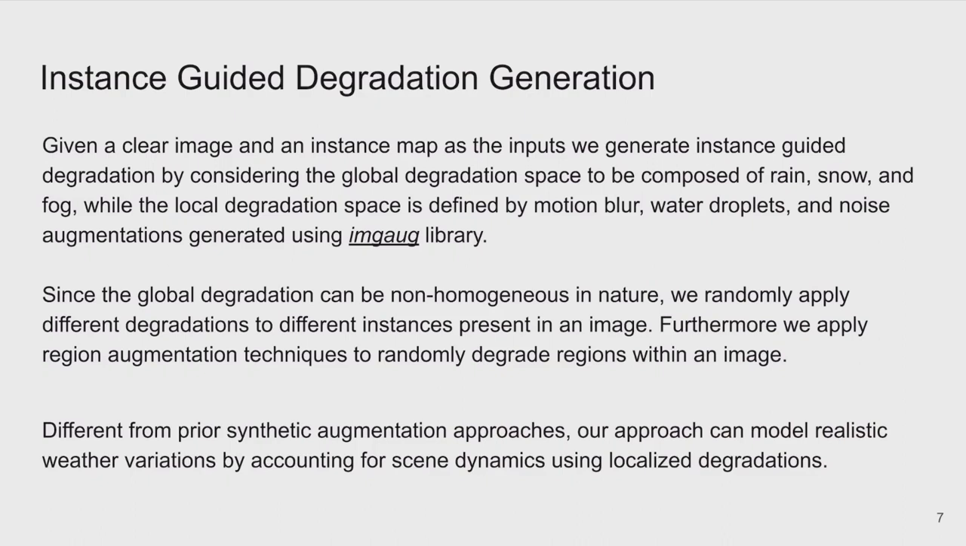Now, given a clear image and an instance map as the inputs, we generate instance-guided degradation by considering the global degradation space to be composed of rain, snow, and fog, whereas the local degradation space is defined by motion blur, water droplets, and noise augmentations, which are generated using the AMOG library. Since the global degradation can be non-homogeneous in nature, we randomly apply different degradations to different instances present in an image. Furthermore, we apply region augmentation techniques to randomly degrade regions within an image.